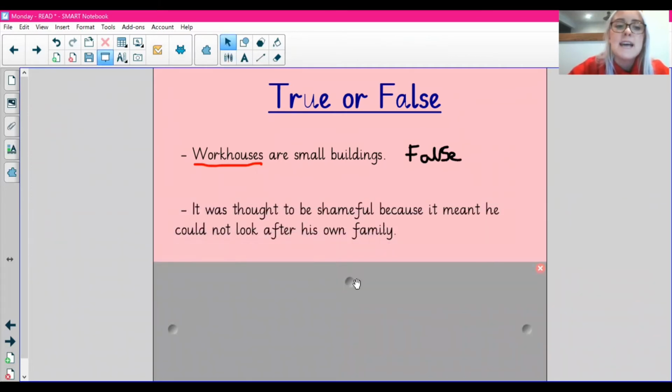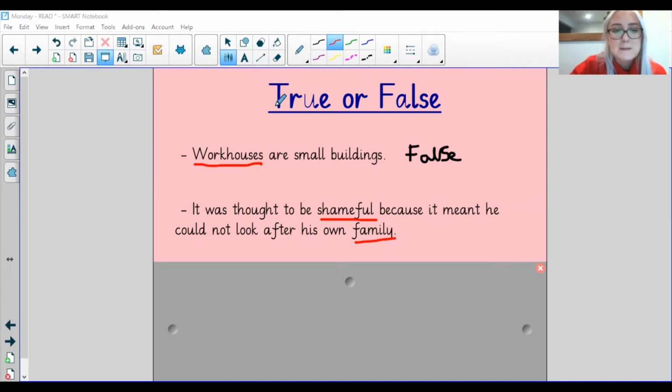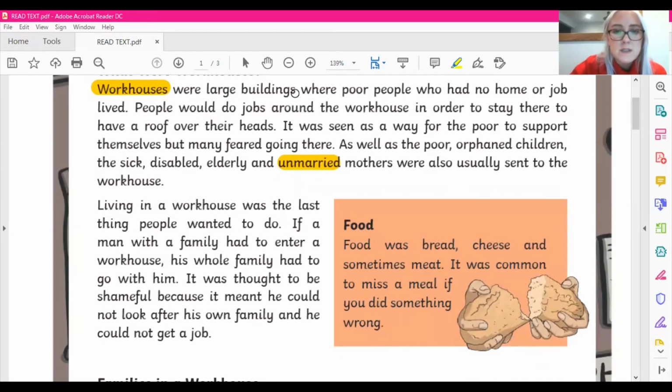Our next statement says, it was thought to be shameful because it meant he could not look after his own family. Let's have a think about what words we can skim and scan for in this statement. Well, we could skim and scan for maybe the word shameful. That might be a keyword that we find in there, especially if it's true. Maybe we could also skim and scan for the word family. So let's go back to our text and skim and scan. We're looking for shameful and we're looking for family.